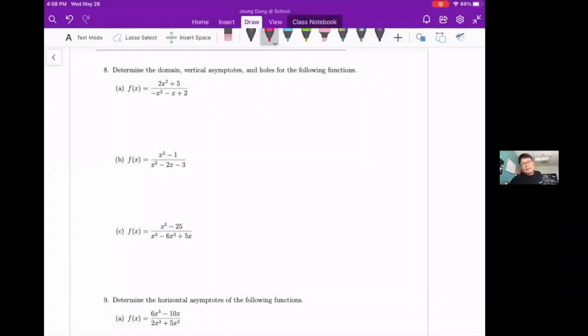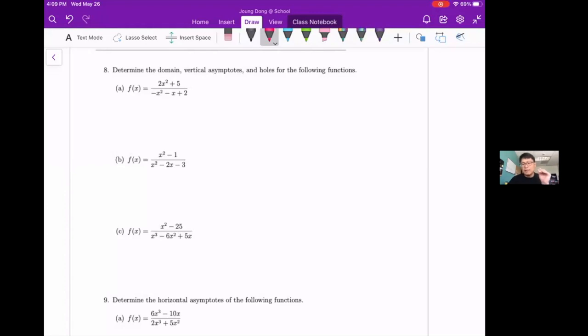Let's talk about number 8. Okay, we're going to talk about the domain of a rational function, vertical asymptotes, and holes. Whenever you find the domain of a rational function, the excluded points are candidates for vertical asymptotes and holes. Some of them are vertical asymptotes and some of them are holes. Then how can you decide whether it is a vertical asymptote or a hole?